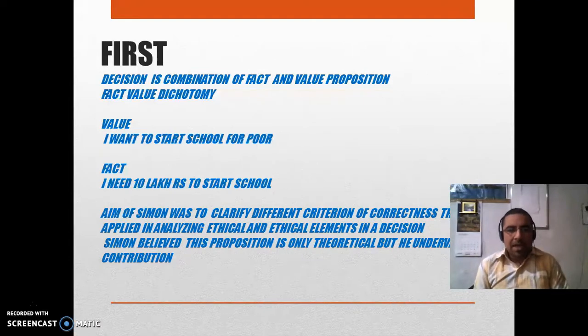As simple as that. Now, the aim of Simon was to bring some sort of analysis into the decisions that we are taking. Simon is believed to have undervalued this proposition, and he said that this fact value dichotomy is only theoretical. But he has undervalued his contribution, because this is something that we use whenever we are taking decisions. We analyze these finer elements in a decision. So Simon has undervalued his contribution here.